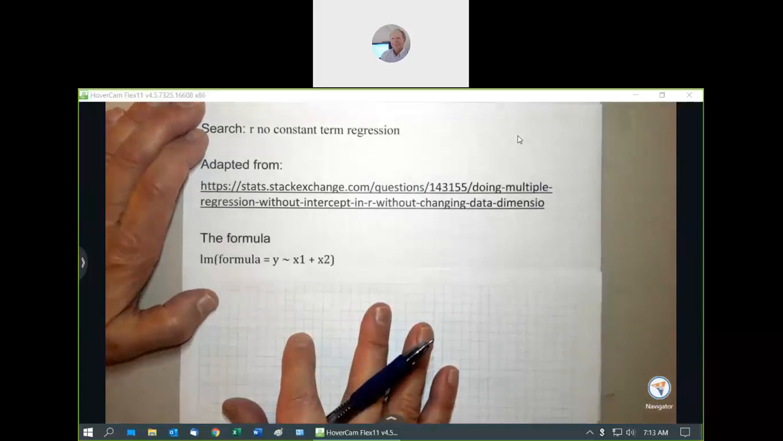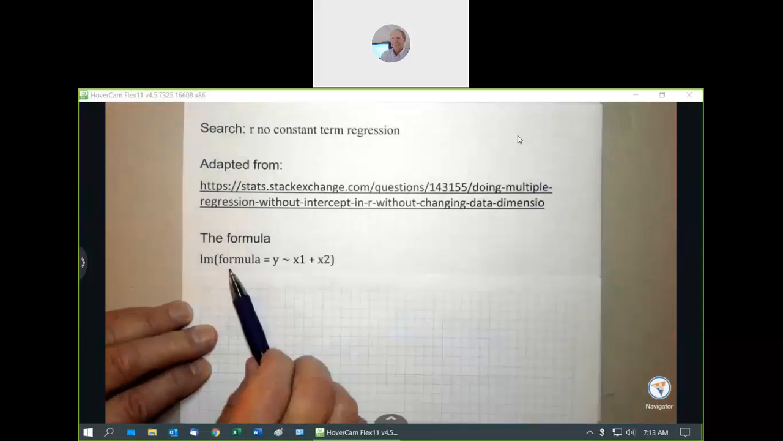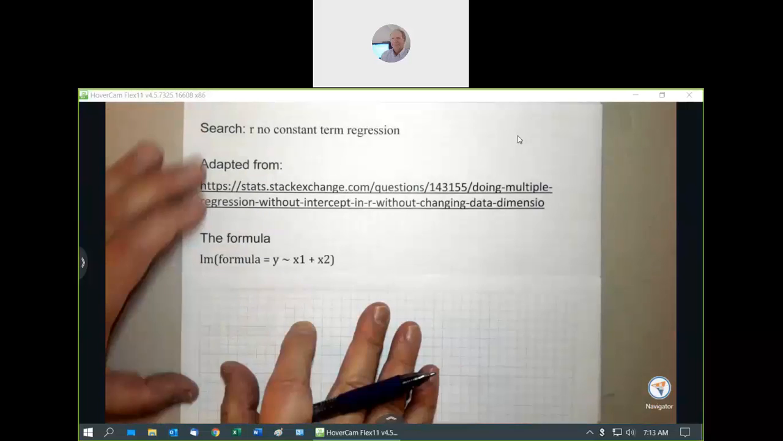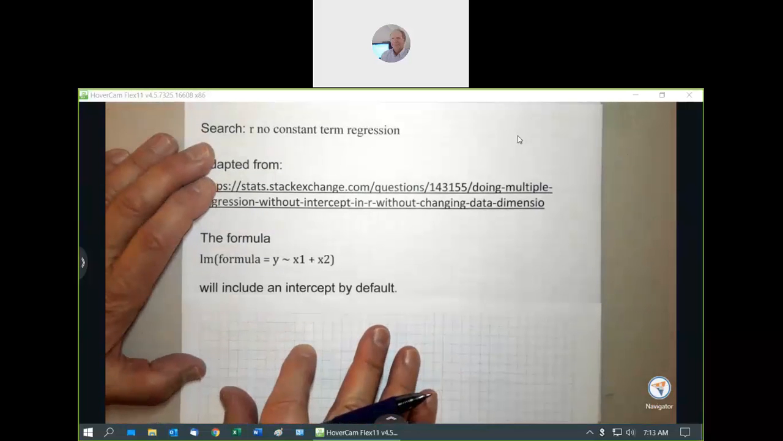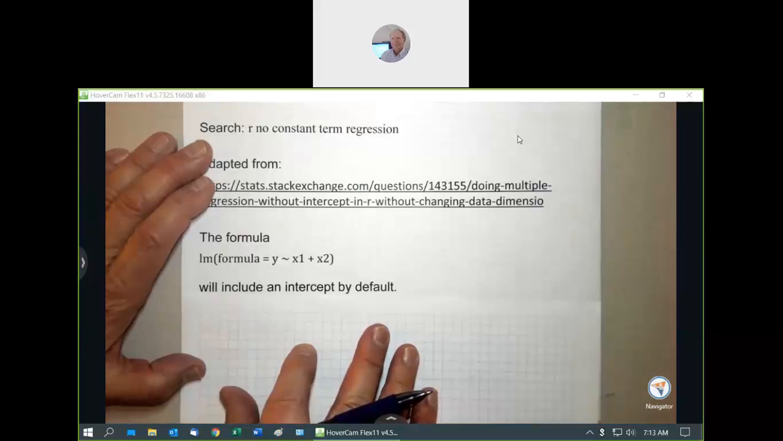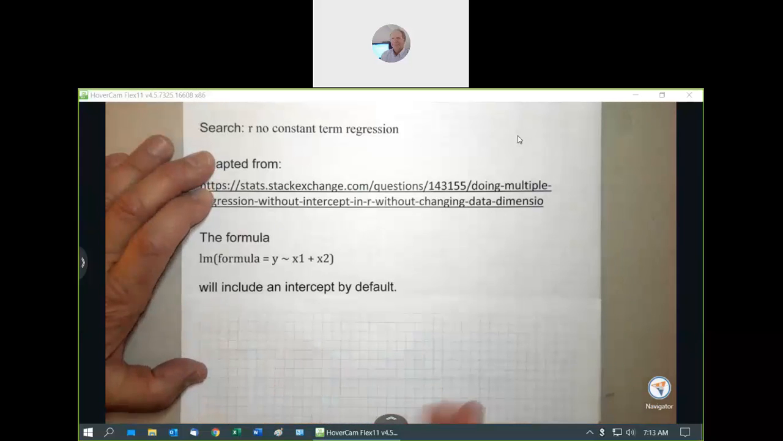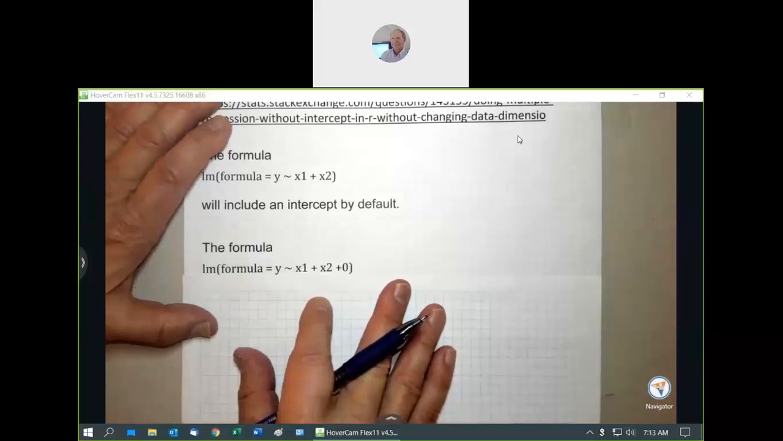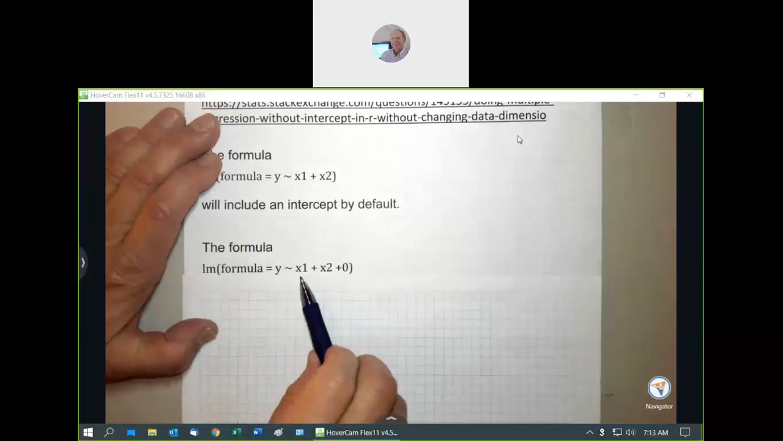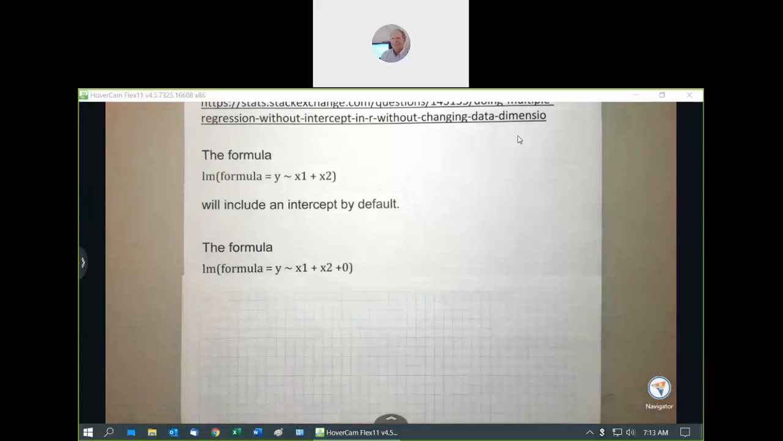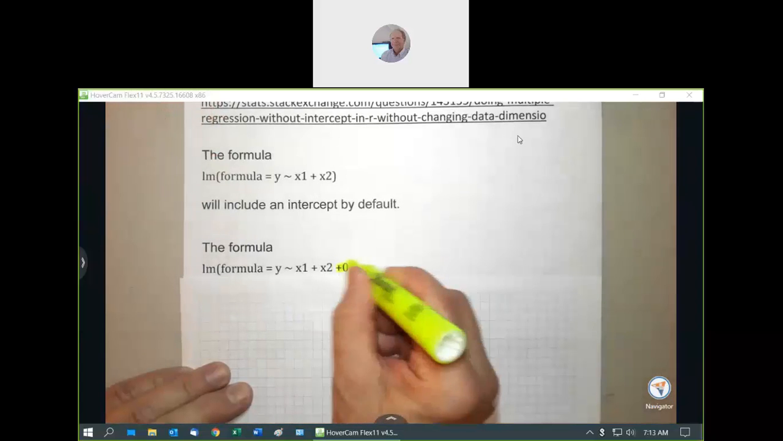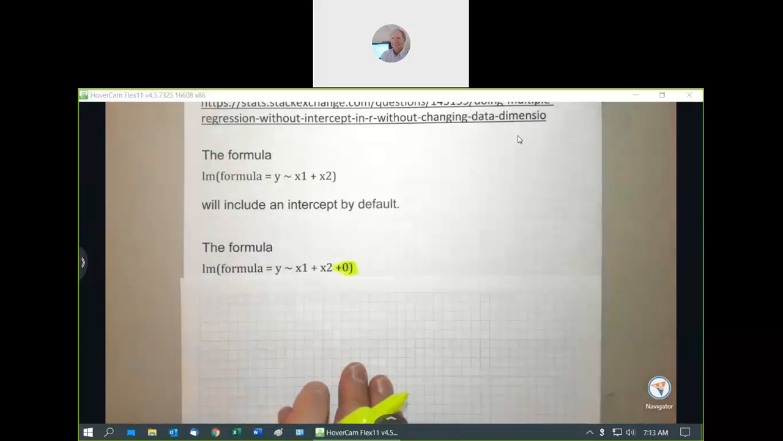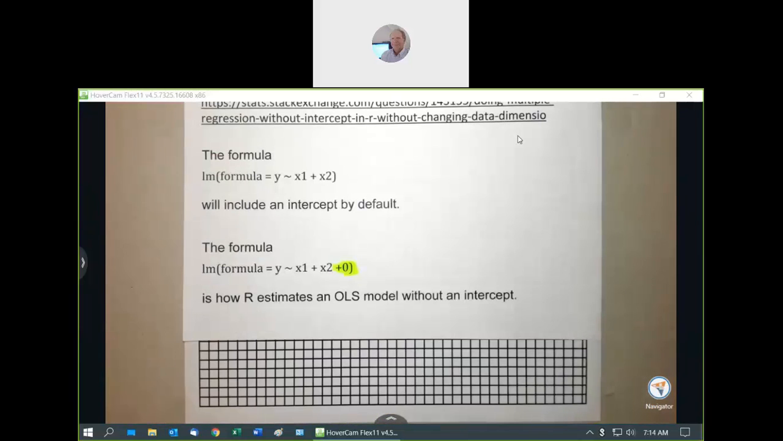Somebody answers the question and says the formula, linear model, there's the thing that we do right there in R, will include an intercept by default. That's what we've been doing every time. We didn't have to tell it to go estimate beta 0. It was doing it by default. So here's what they're saying to do. y tilde x1 plus x2, look at that, plus 0. Plus 0 just mathematically wouldn't do anything, but in R, that plus 0 is a way of telling R, go estimate an ordinary least squares model without an intercept.